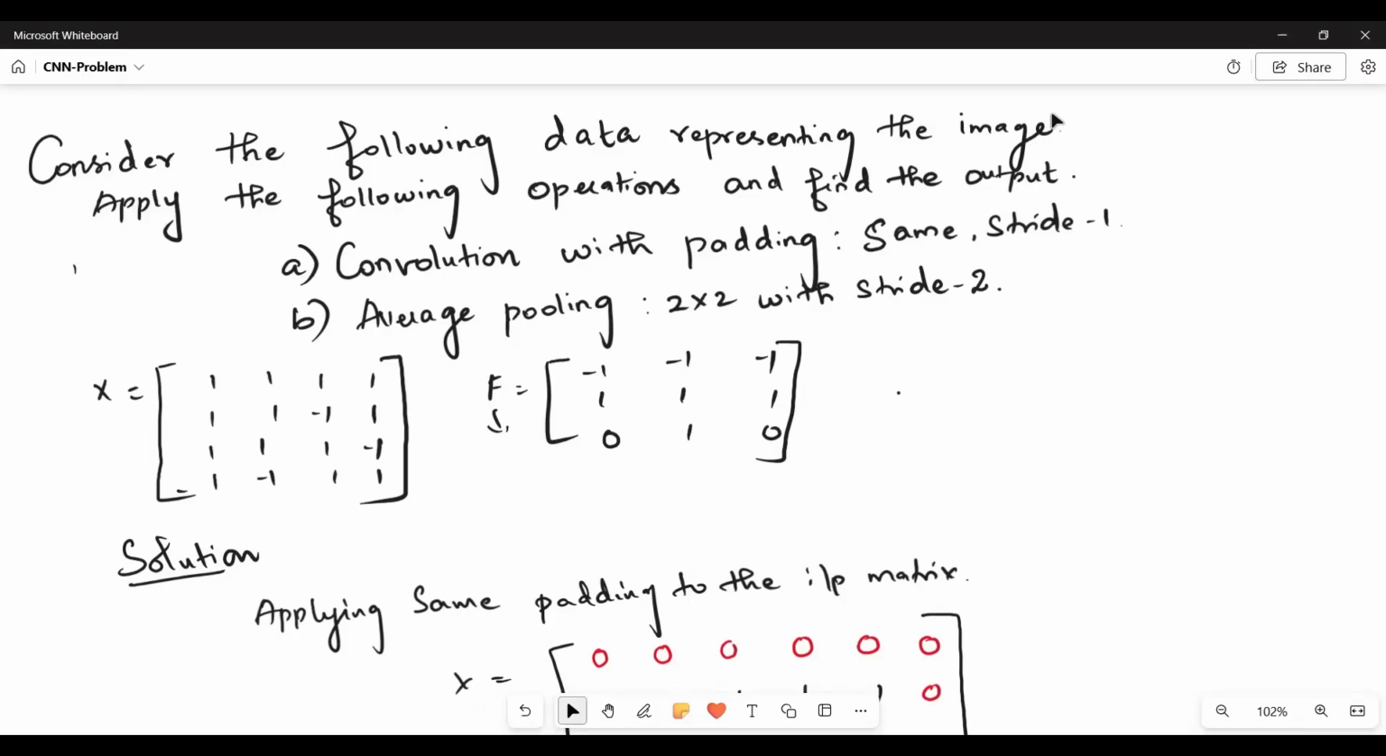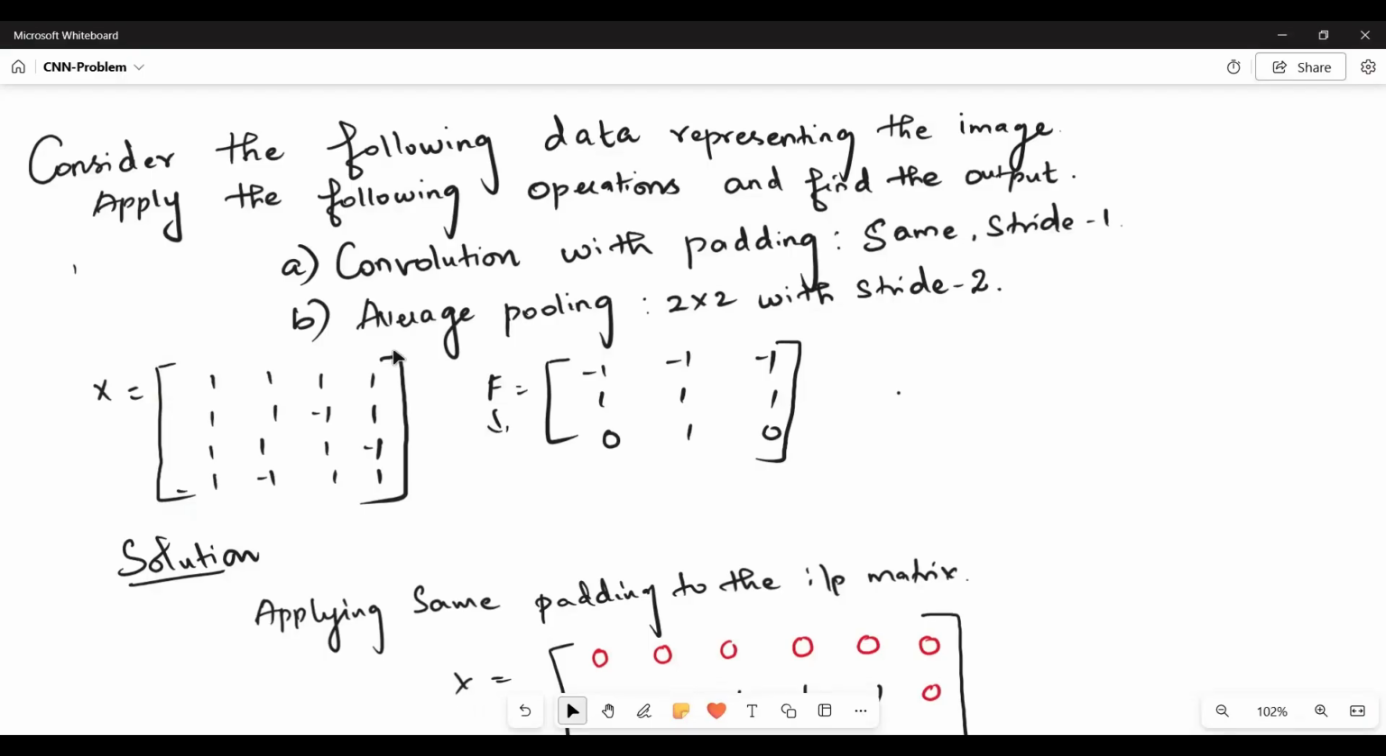And the second one is we are going to apply the pooling operation. Here the given pooling operation is average pooling, where we are going to consider the stride as 2. So now see here, it is the given matrix X, represented as an input image.